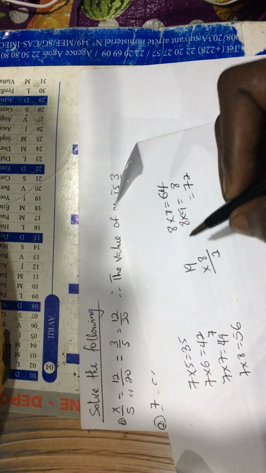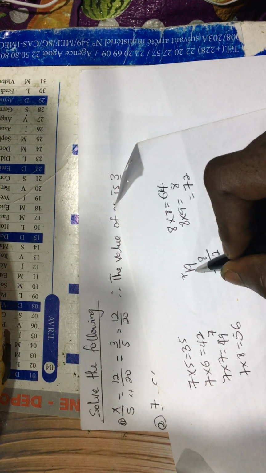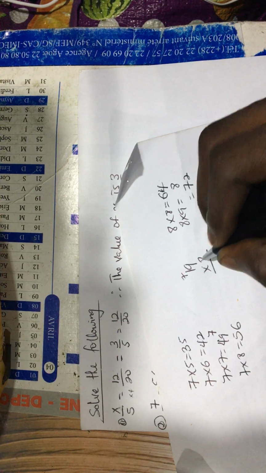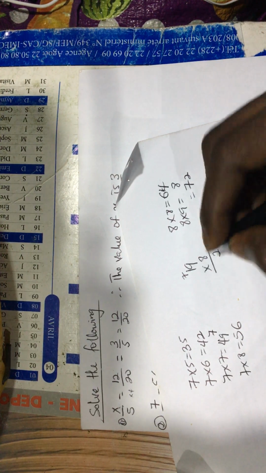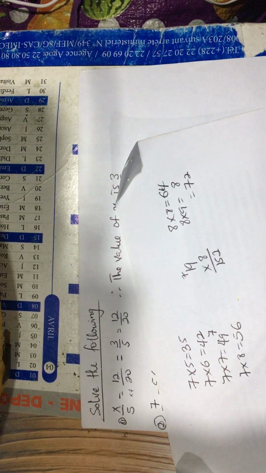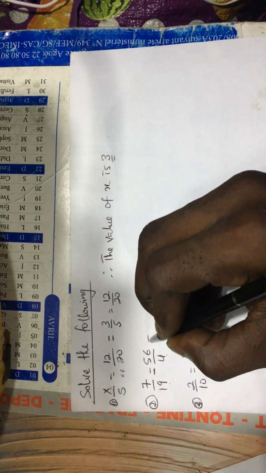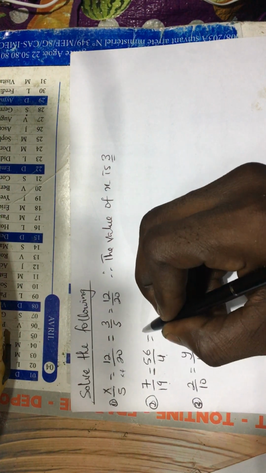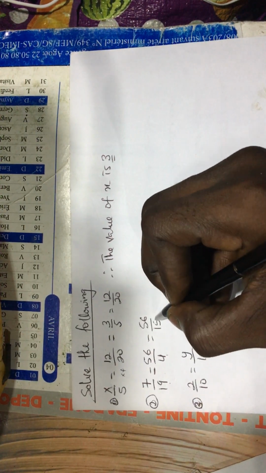You write 2 and you carry over 7. Now, 8 times 1 is 8. Plus 7 is what? 8, 9, 10, 11, 12, 13, 14, 15. 152. Which means that the value of u is 152. So we have here to be 56 over 152.